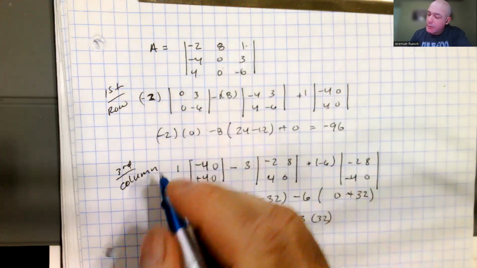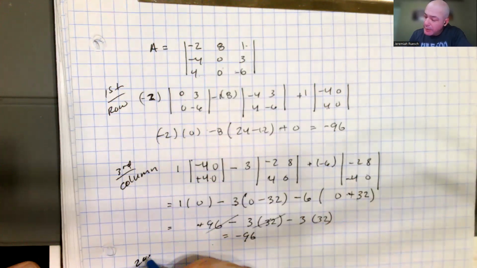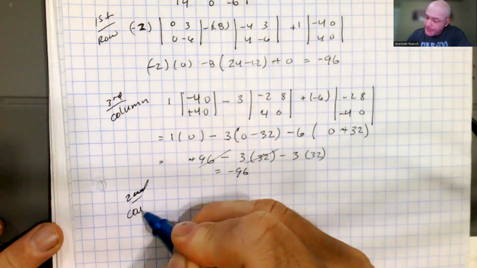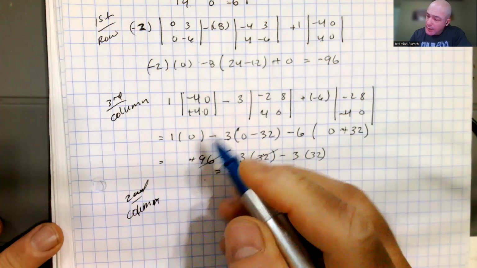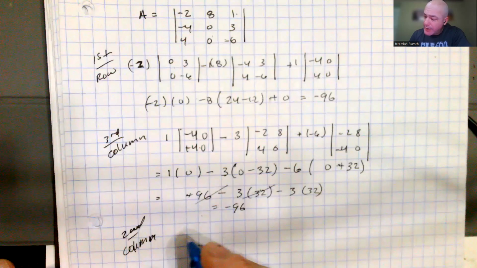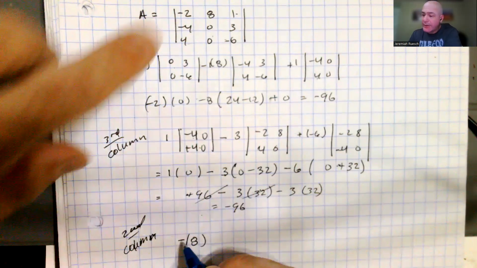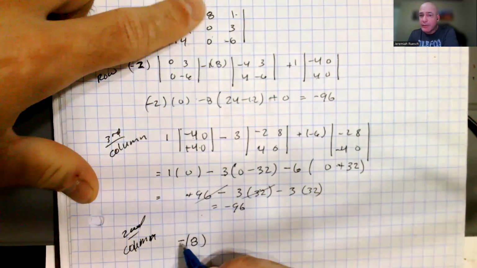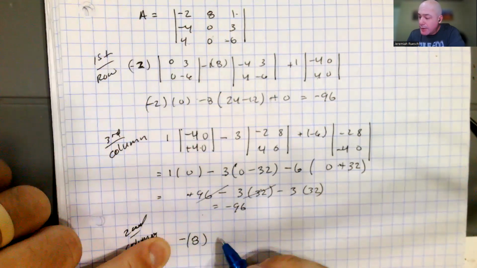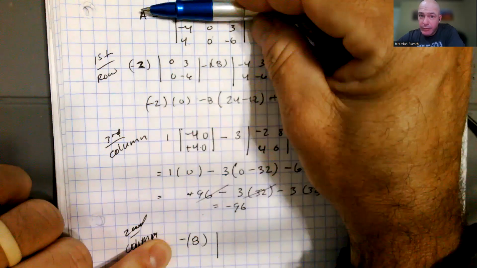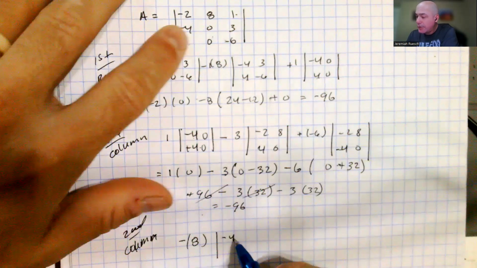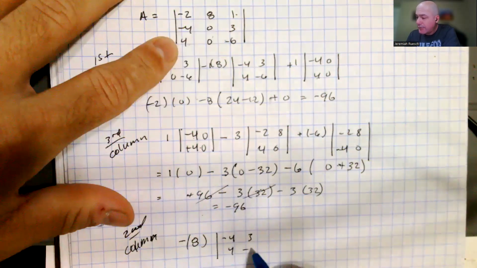Okay. So we're going to expand around the second column. And so our second column, it's a little hard to see up here, but we have a negative 8. The negative's coming from the fact that this is the second row. Like if we were expanding on the first row like we did before, we had the minus sign here. So it's the same thing. And then for our determinant, we block off this row and this column. And so we have negative 4, 3, and then 4 and negative 6.